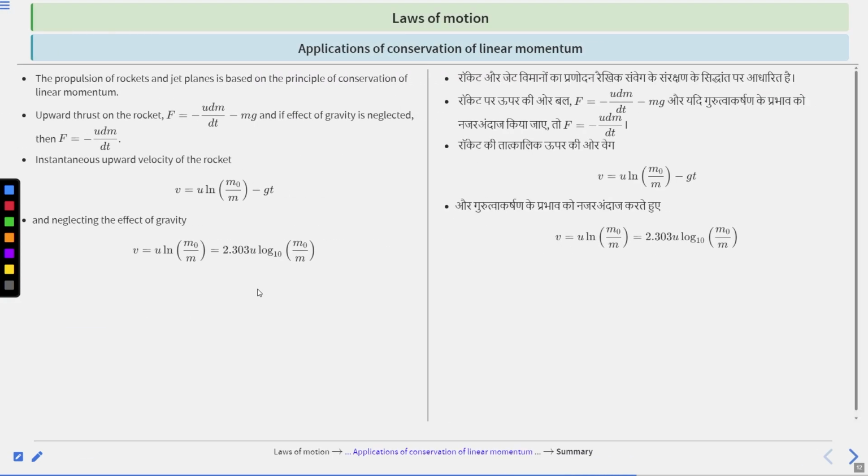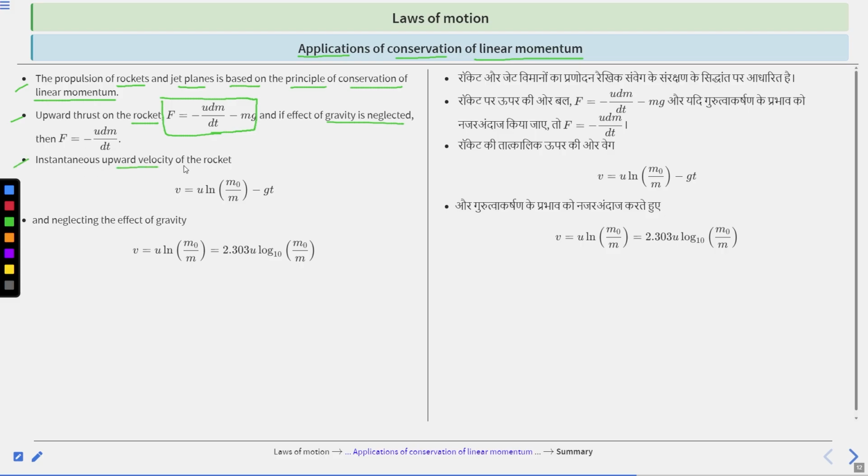Next is applications of conservation of linear momentum. First, the propulsion of rockets and jet planes is based on the principle of conservation of linear momentum. Second, the upward thrust on the rocket is F equal to minus u dm upon dt minus mg. And if the effect of gravity is neglected, then F equal to minus u dm divided by dt.